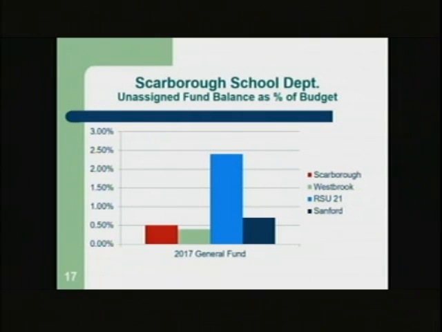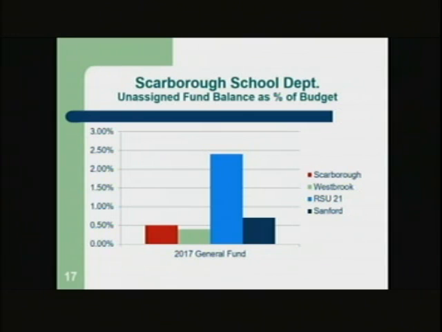So you can see that there's quite a few of them that are under 1%, assuming the carryover does get spent. So that's pretty consistent. RSU 21 is Kennebunk. That's really very much an outlier. They received a lot of money from the Maine Public Employees Retirement System. It was kind of a windfall, so they're in definitely a different situation.